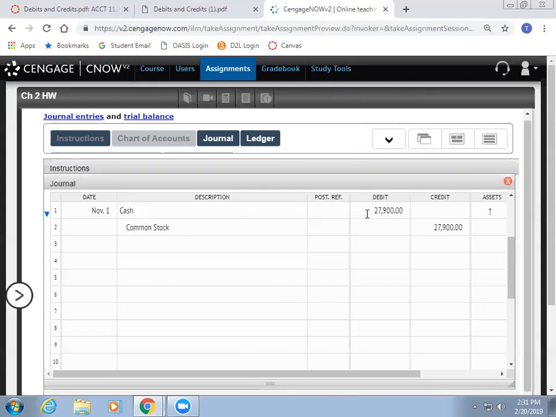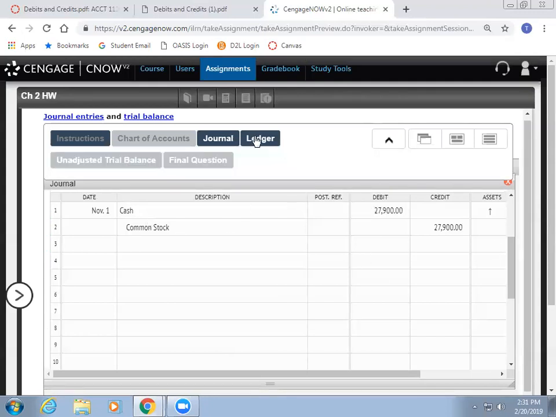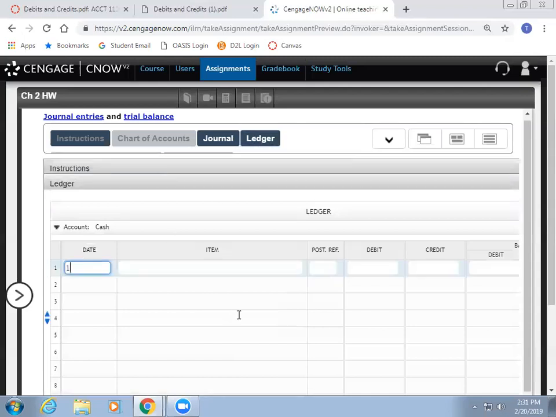So cash increased with a debit of 27,900. I put my date. I don't have to put anything in item because this is cash. So the debit is 27,900. I didn't have a beginning balance, so now my balance is 27,900. And then your next entry here would be the next time cash is debited or credited.